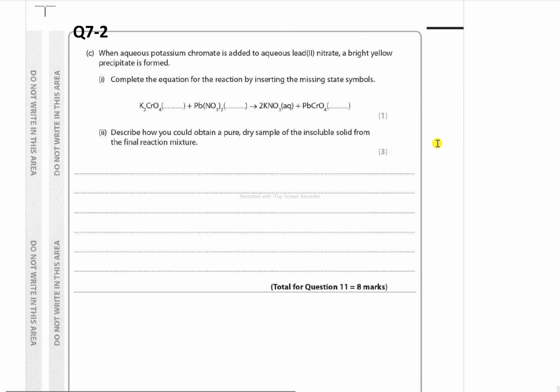Part C, we're after this. An aqueous potassium chromate added to aqueous lead 2 nitrate, a bright yellow precipitate forms. So they want the state symbols. So aqueous there, added to aqueous there, it gives aqueous and precipitate, so that will be solid.